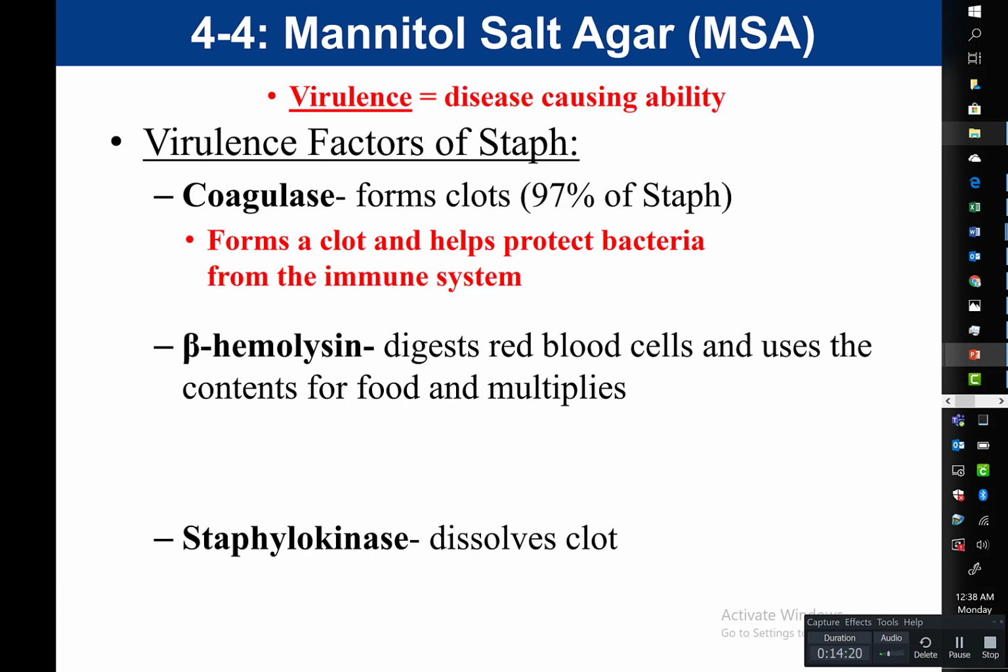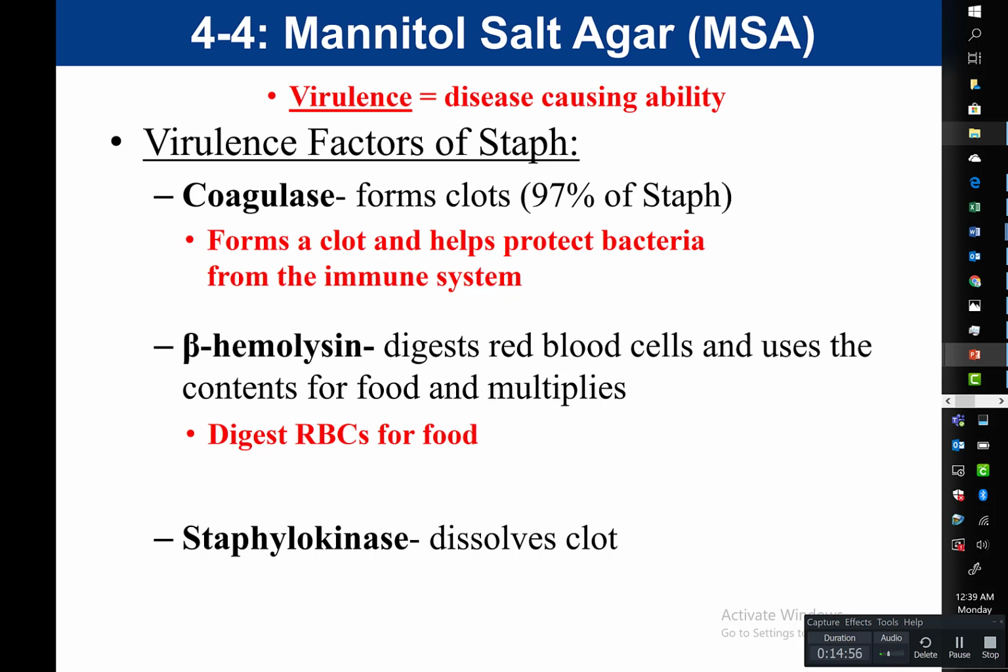The next virulence factor is going to be beta hemolysin. And the purpose of this virulence factor is that it's used to digest red blood cells and use the content for food and allows the bacteria to multiply. So basically, it's allowing the bacteria to have this alternative food source. It's using the red blood cells as a food source. So again, the purpose of this is to digest red blood cells for food.